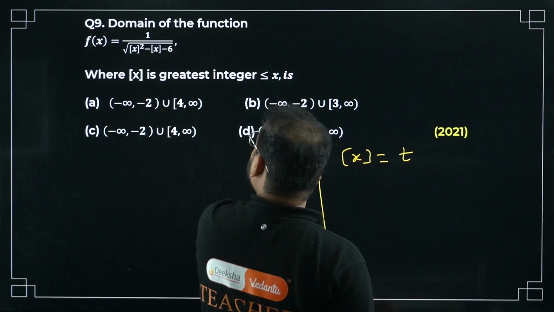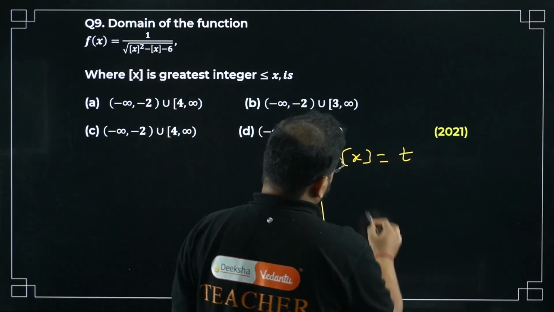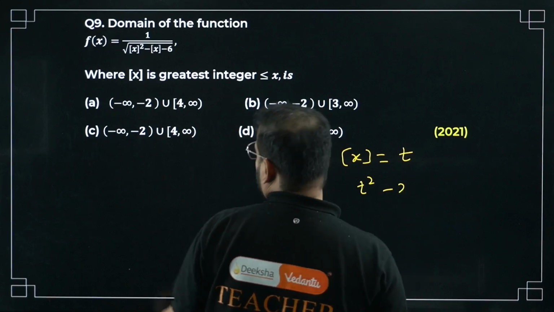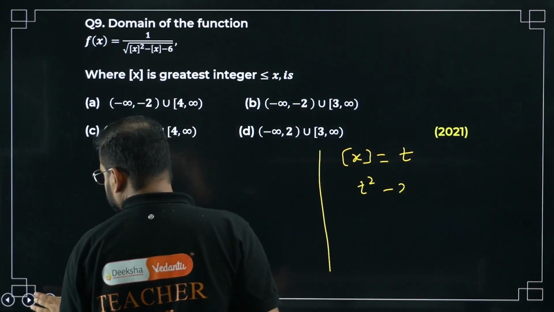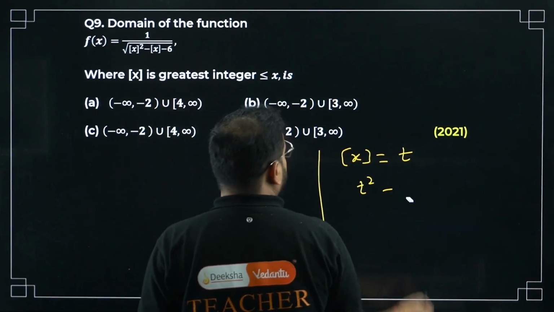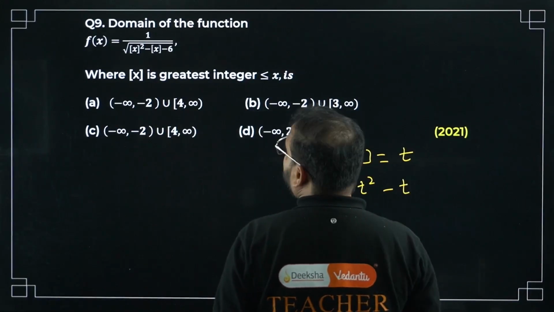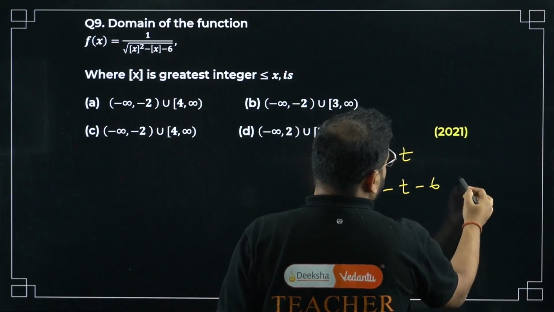So, what's the condition, bacha? This has to be positive. This thing, t square minus x will become t only, no? Minus t minus 6 has to be greater than 0.